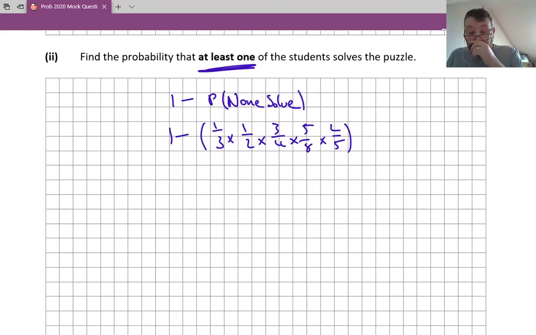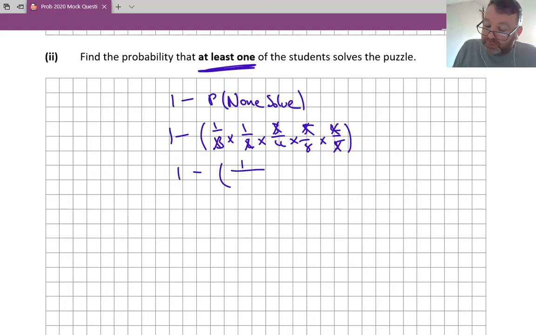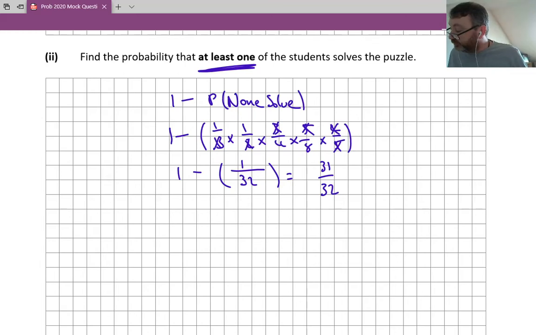So again, before we do any multiplication, always make sure that you cancel. 3 cancels with 3, 2 cancels with 2, 5 cancels with 5, meaning what? 1 minus top line 1, bottom line 32. Answer 31 out of 32. And that's the answer to part 2. Okay.